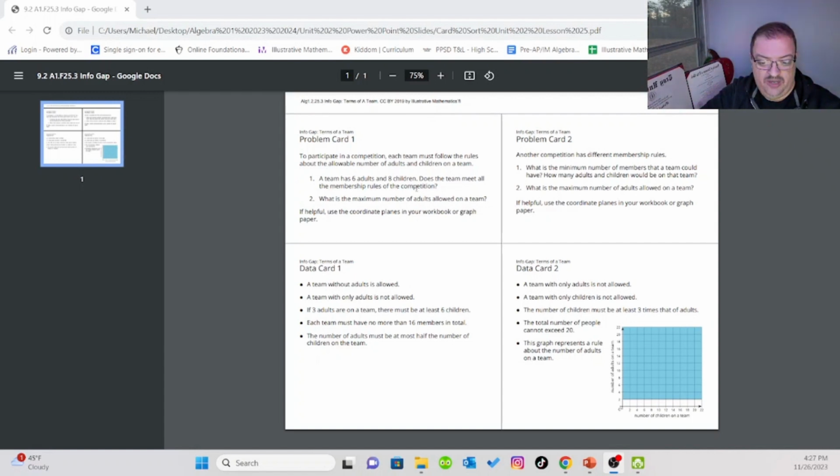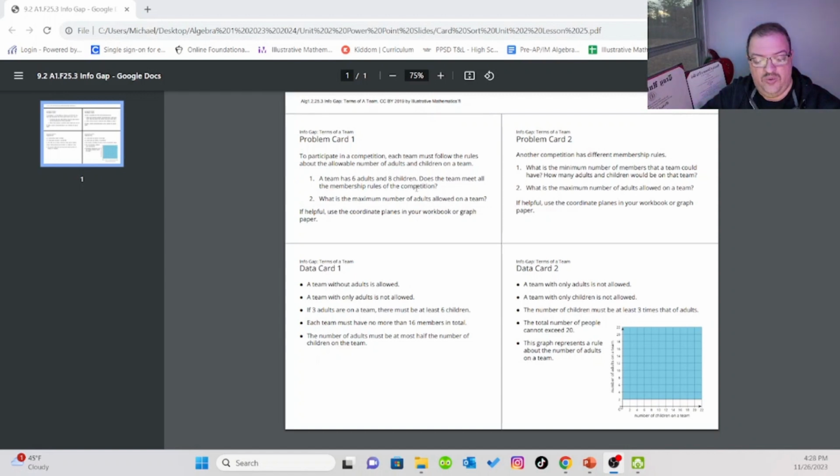Now we can look at problem card 2. We have a new set of rules given to us by the 4 rules and this graph. Question 1 wants to know, what is the minimum number of members that a team could have? How many adults and children would be on that team? So now we need to look at data card 2.